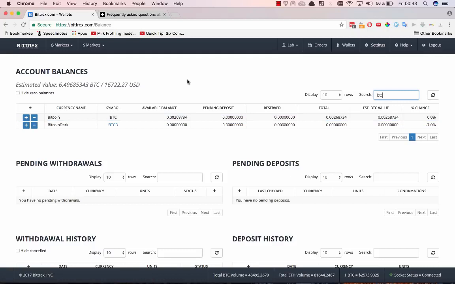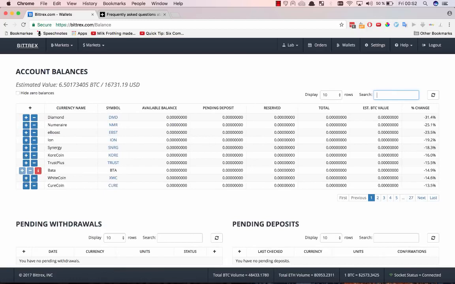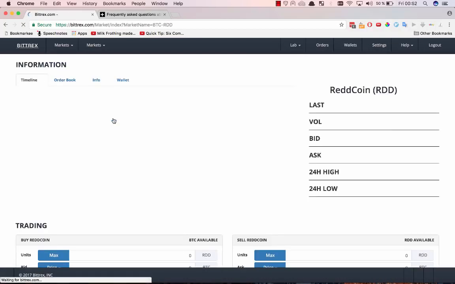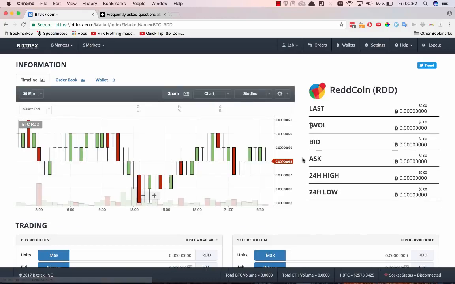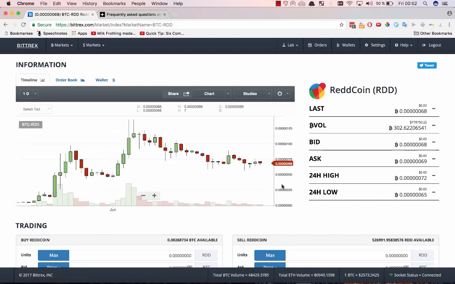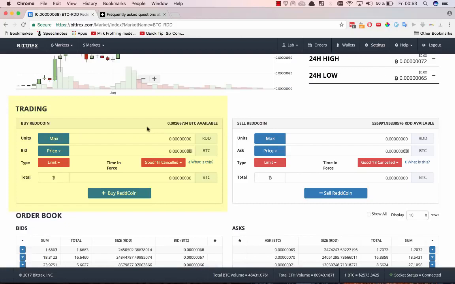And as I mentioned, now that we have some money in the account, we can go and start to do some trading. Today we are going to buy Redcoin. So I go to the search section and I type in REDD, and here we go, Redcoin. Click on the symbol. This will take us to the information we need. On the left-hand side, I like to change this to 1 day. I like to get a chart which shows the 1-day values. Over here we have the last value, 68 Satoshi, and the volume of 302 Bitcoin. On the left here we have the buying Redcoin section, and on the right we have the selling section.